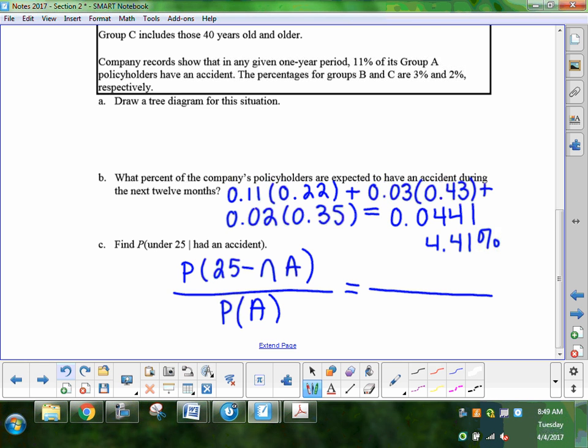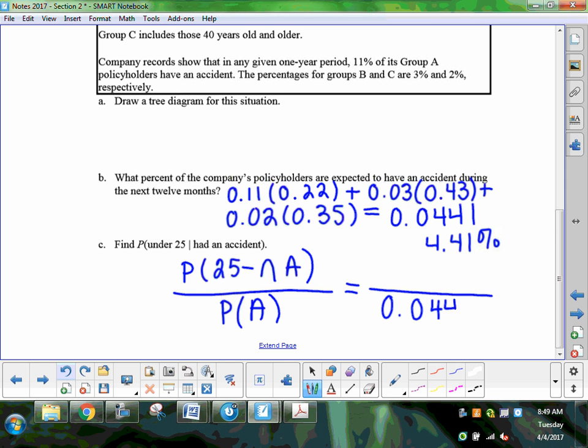You actually did it above. What's the probability of an accident overall for everyone that this company insures? Really? You already found it. Read question B. Go ahead. 0.0441. Now, how do we find the probability that the person had an accident and is under 25?